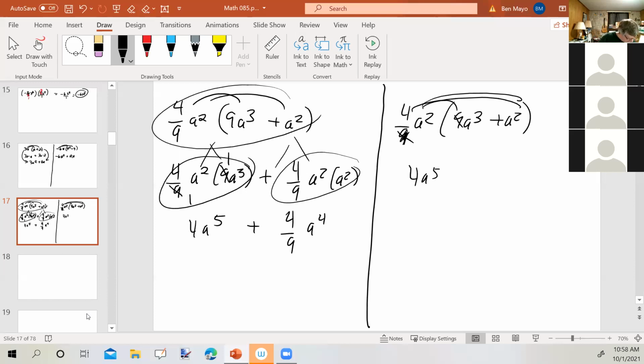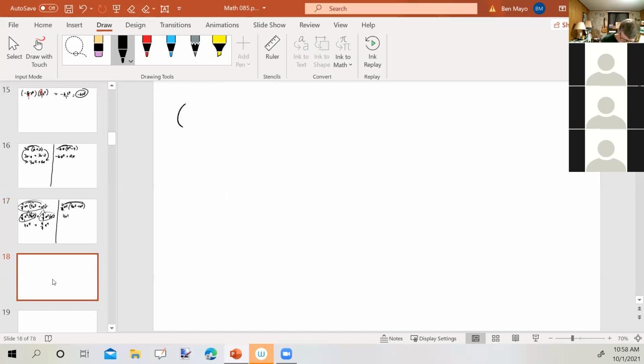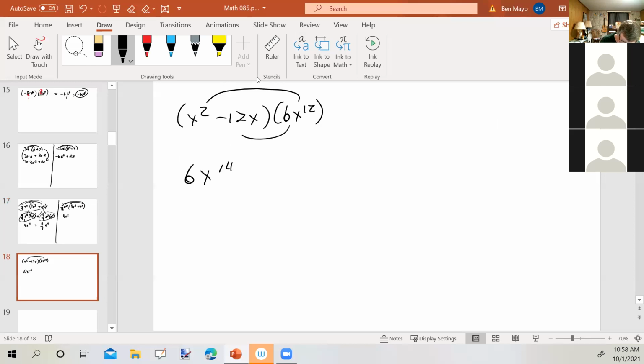Let's see here. Let's say we're going to do it this way, where we're going to distribute to the left instead of to the right. So this becomes 6x to the 14th minus 72x to the 13th.